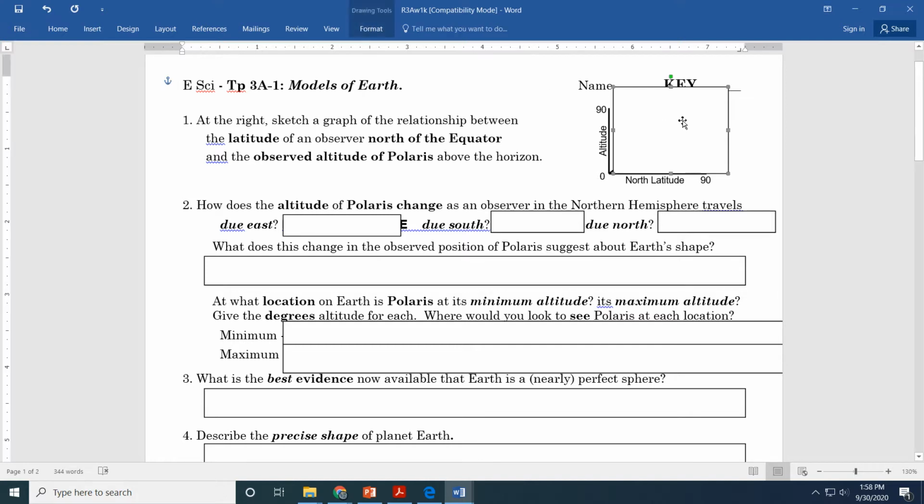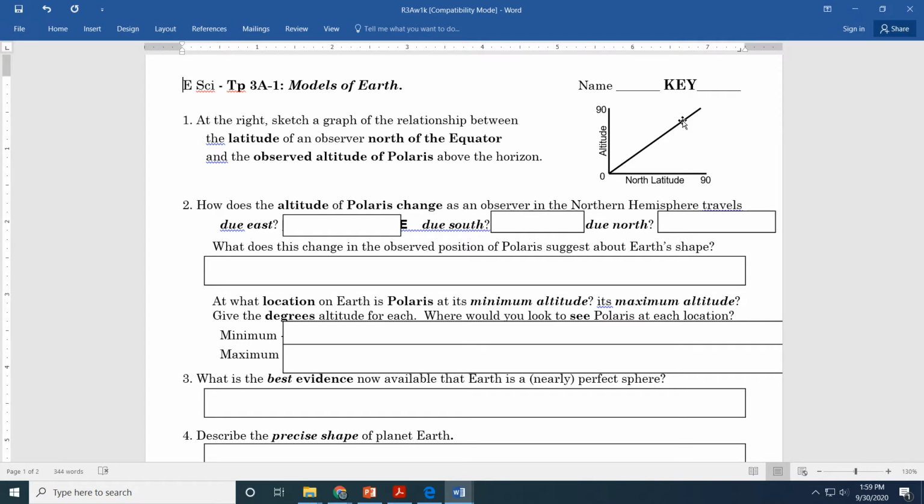So your graph should look like this, where it's a direct relationship. A latitude of 0 gives you an altitude of 0. A latitude of 90 gives you an altitude of 90, and everywhere in between matches up as well. 45 will give you 45, and so on.